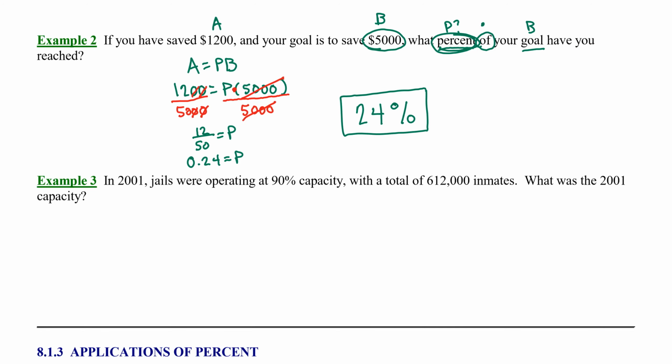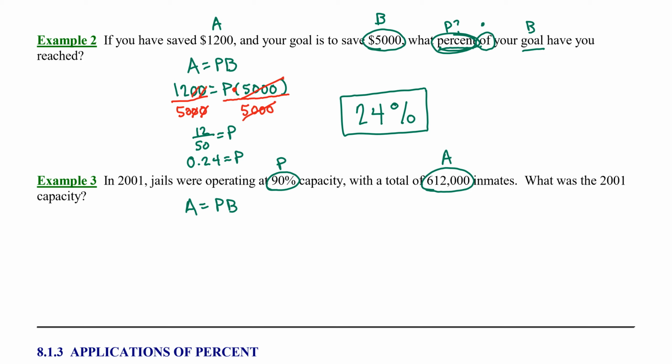Let's try example 3. In 2001, jails were operating at 90% capacity with a total of 612,000 inmates. What was the 2001 capacity? So we're going to use our formula A equals PB. Clearly 90% is P. Now 90% of some total amount was 612,000 inmates. So 612,000 is the portion of the whole.